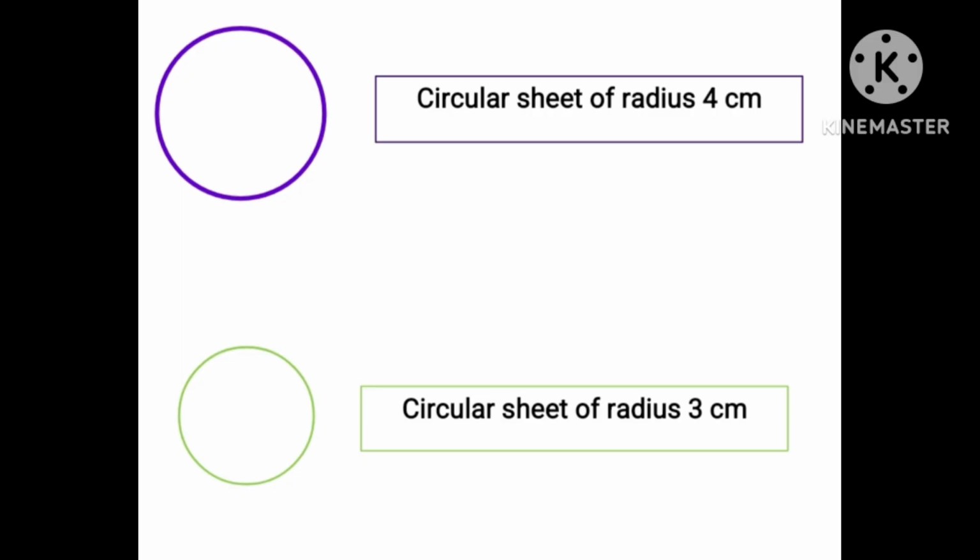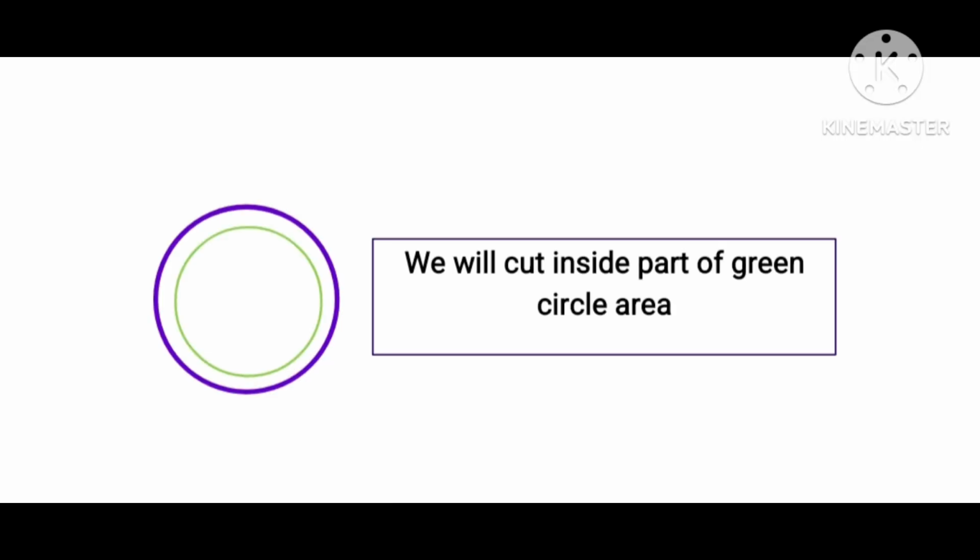Now I have shown you the diagram on your screen. There are two circles. The first one on the top is a circular sheet of radius 4 cm, and the other circle on the bottom has a radius of 3 cm. Now let's move to the second screen. You will see that the circles are placed on it.